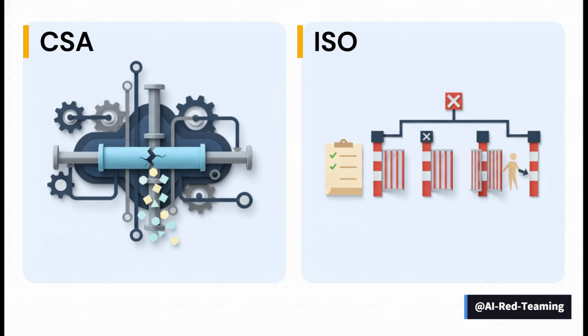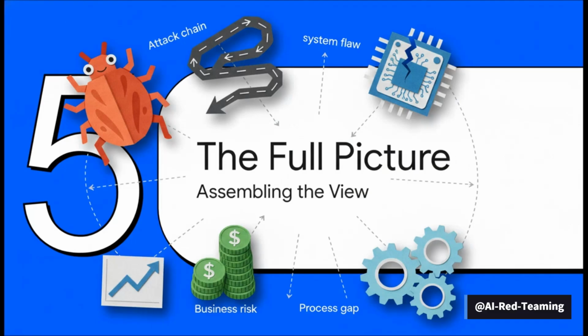But then you have ISO. They look at the process, the human side of things, and ask, why did we let this happen? And their answer would be something like, well, we were missing the right security controls, our policies weren't strict enough, and nobody was really watching. It's a process gap. Okay, so let's recap. We've seen this one threat as a bug, an attack chain, a business risk, a system flaw, and a process gap. We've looked through all 5 lenses. Now, let's assemble the full picture.